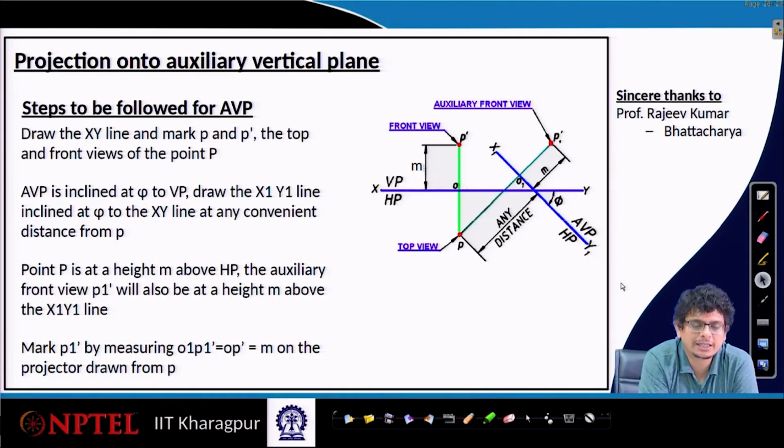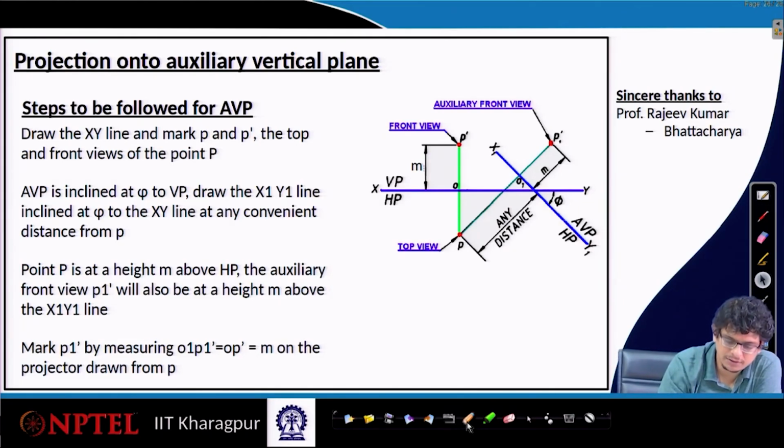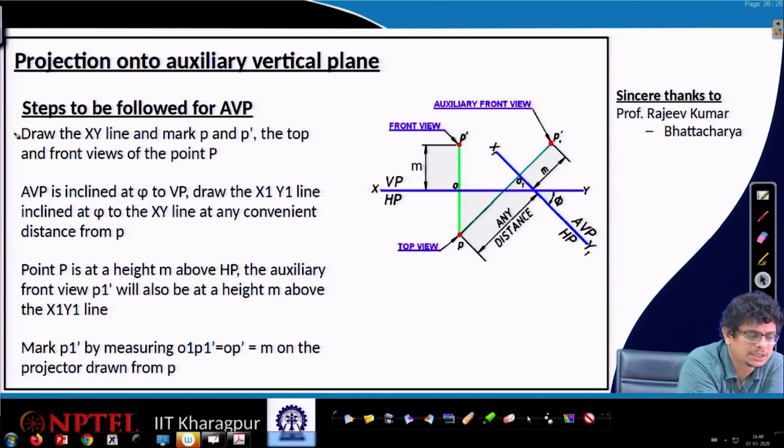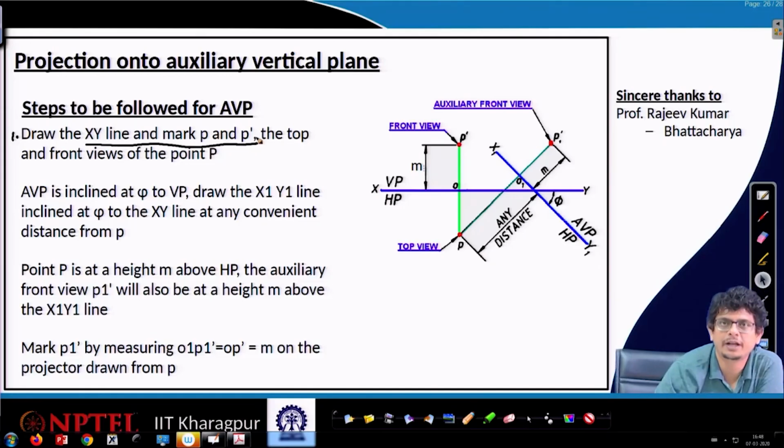Steps to be followed, let us pick it through an example. The same point P where we have both the front view and top view. First step is to draw the XY line and mark points P and P prime. So, first we draw the XY line, then mark point P and P prime. The P point in the top view, the P prime point in the front view we will draw.